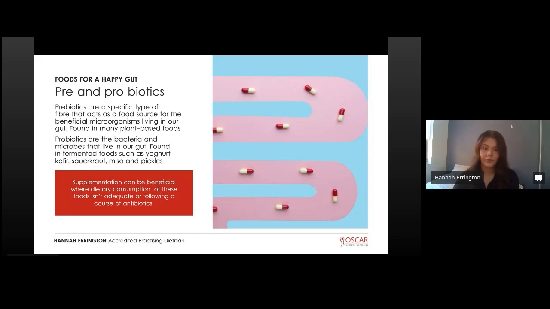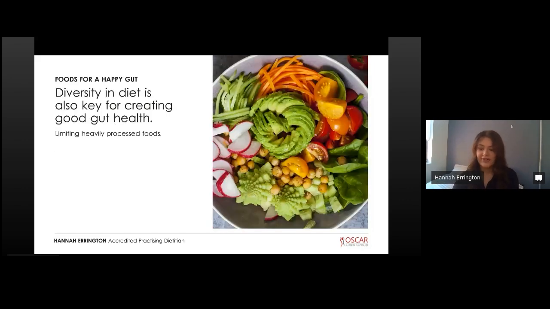Diversity in the diet is key for building good gut health, particularly when it comes to your plant-based foods. All foods will have a different nutrient makeup, and so having a wide variety of foods in the diet means that you are giving your body a wide variety of nutrients and those prebiotic fibers and probiotics. So you're building a really diverse gut microbiome, which is key for having a really healthy gut.